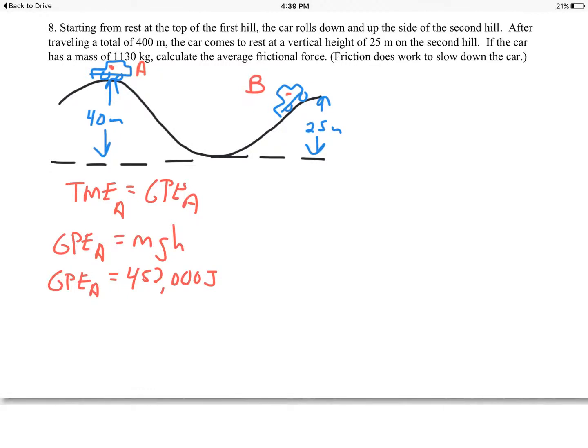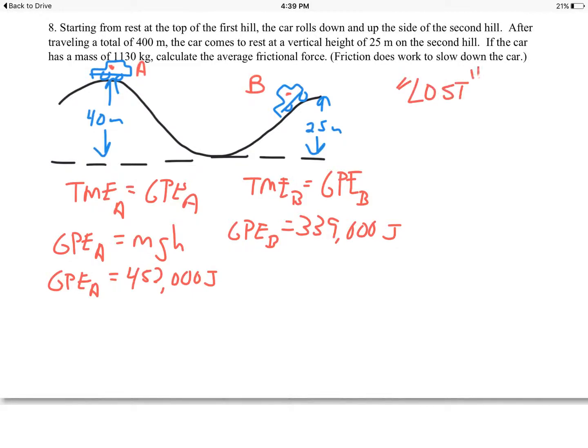The total mechanical energy at point B is also just GPE. The car came to a stop. And if I do the calculation there, the GPE at B comes out to be 339,000 joules. So there's a loss of energy. Where'd it go? Well, it went to heat because of friction. So there's quote-unquote loss. It's not really lost energy.